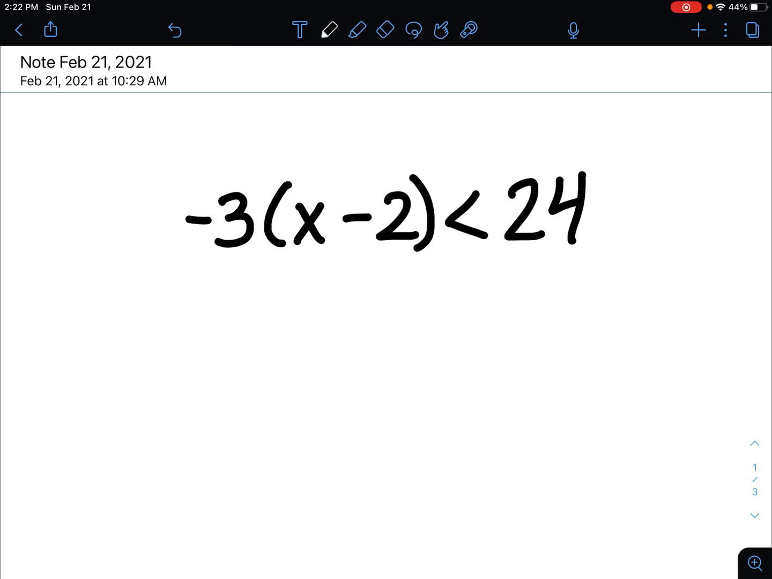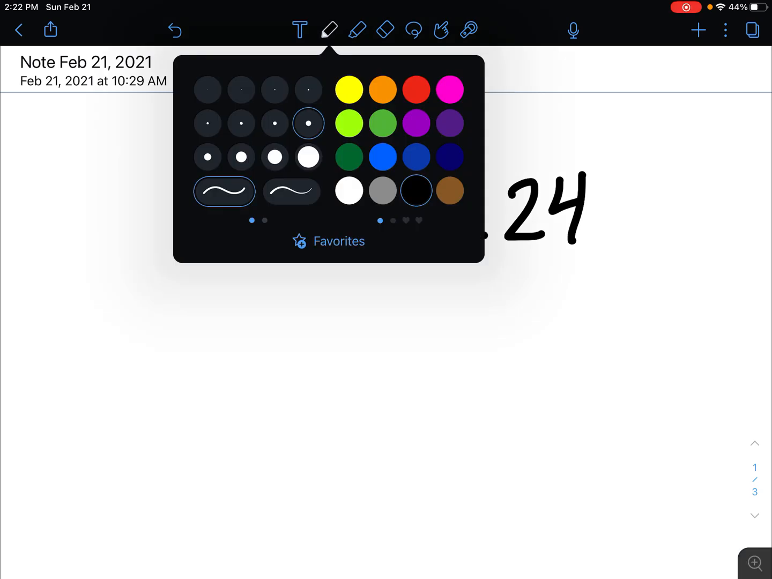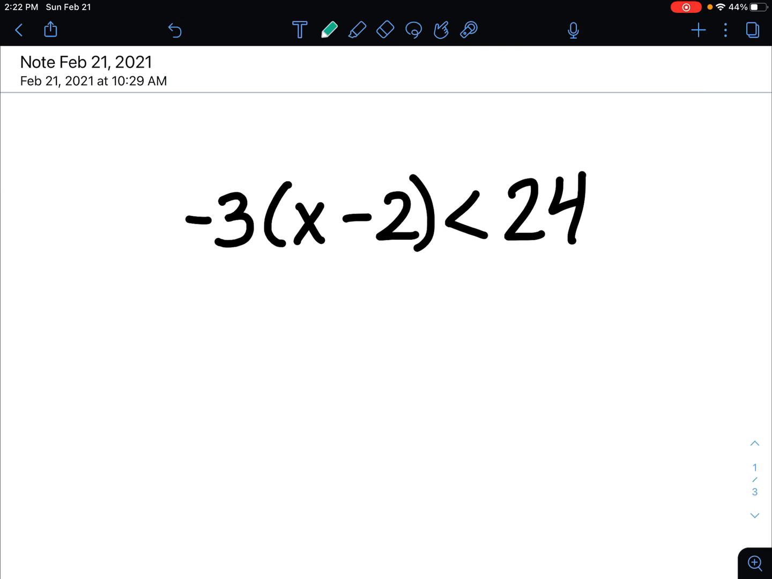So let's dive into the world of multi-step equations or inequalities. And I say the word equations because it's the same steps. If you remember, with equations, we had to distribute first, and that doesn't change with inequalities. So we still have to distribute first. So we still have to do -3 times x and -3 times -2.